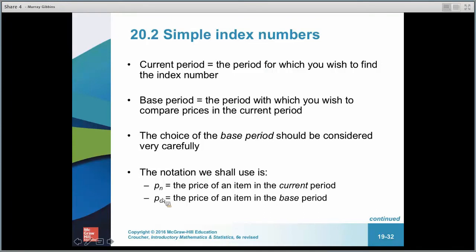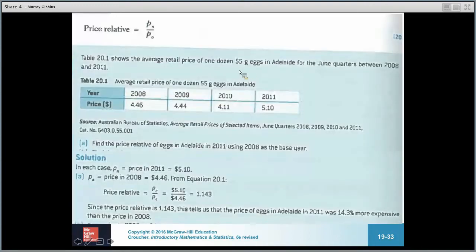So the first thing we might do, if we want to calculate the price relative, is just grab the new price and divide by the price in the base period, or old period. So I go N for new, O for old, if you like. That's your base period there. So for the price relative, all we've got to do is grab the new price and put it over the base price.